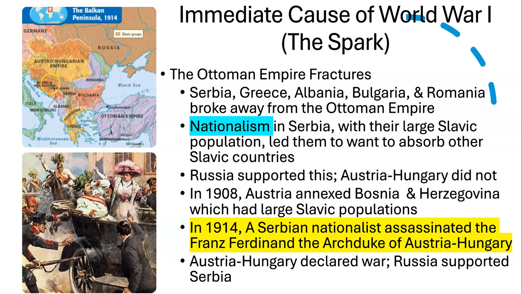So look at Serbia here, another region that's fighting for independence. They are a Slavic people, so that's the ethnic group for southeastern Europe and the Balkans region. And the Serbians are fighting to unite all of these Slavic peoples from these different countries. Russia even supports them in this because Russia also includes a lot of Slavic peoples. Austria-Hungary, one of the largest countries in Central Europe, does not support this. They even, in some ways, control some parts of Serbia. So in 1908, Austria annexes Bosnia and Herzegovina, which had large Slavic populations, shattering the dreams of Serbia.